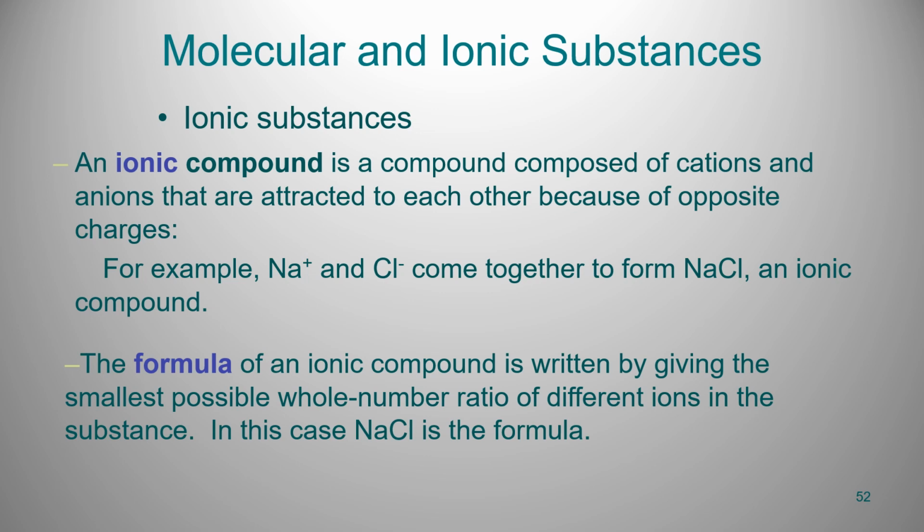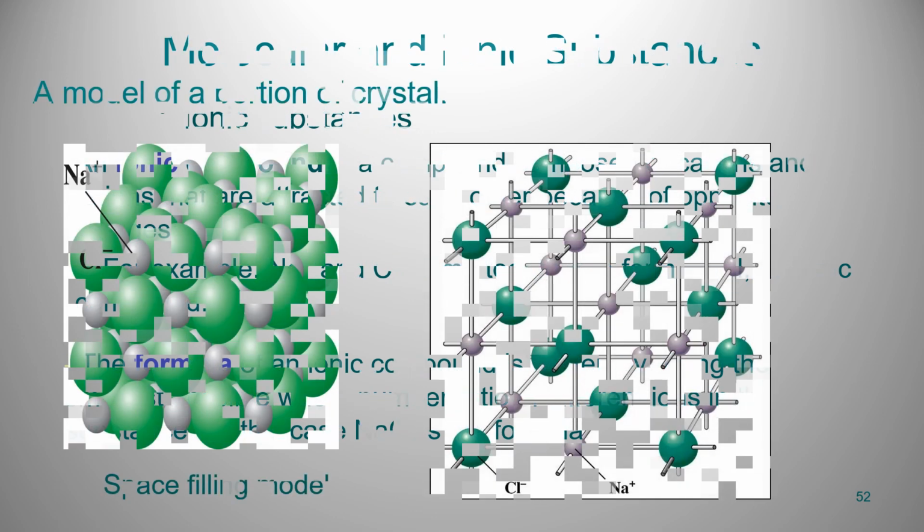Sometimes you'll hear formula, sometimes you'll hear molecule. Most of the time we talk about molecular weight or molecular mass. Sometimes you'll see the word formula mass. It just means the same thing as molecular mass, but it's for an ionic compound, and they tend to be interchanged really easily. So anyway, NaCl is the formula for this ionic compound.